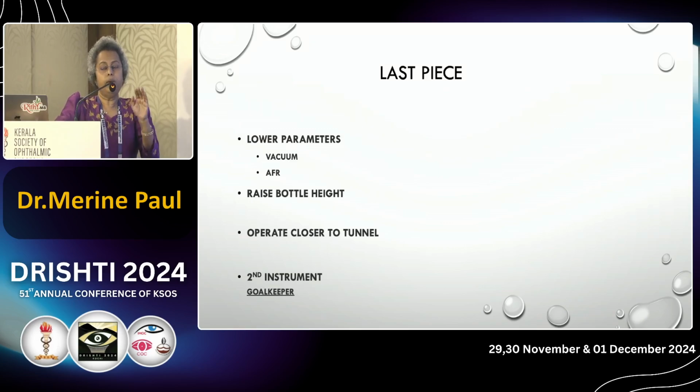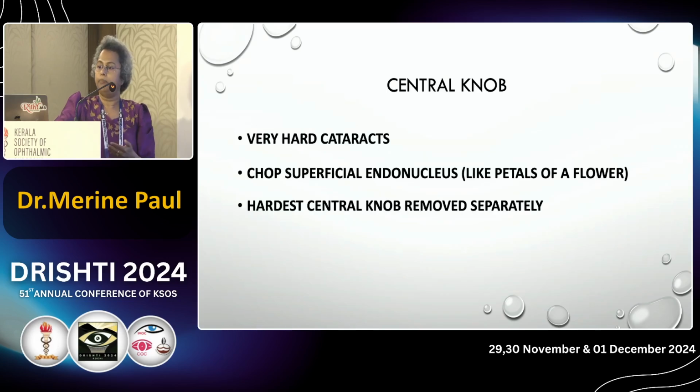When you come to the last piece, you need to be a little more careful. Please lower your parameters, both the vacuum and the AFR, and raise the bottle height so that your PC is down. For the last piece, you can actually come a little further away from the posterior capsule and closer to the tunnel, but obviously not at the endothelium. And always use your second instrument as a goalkeeper.